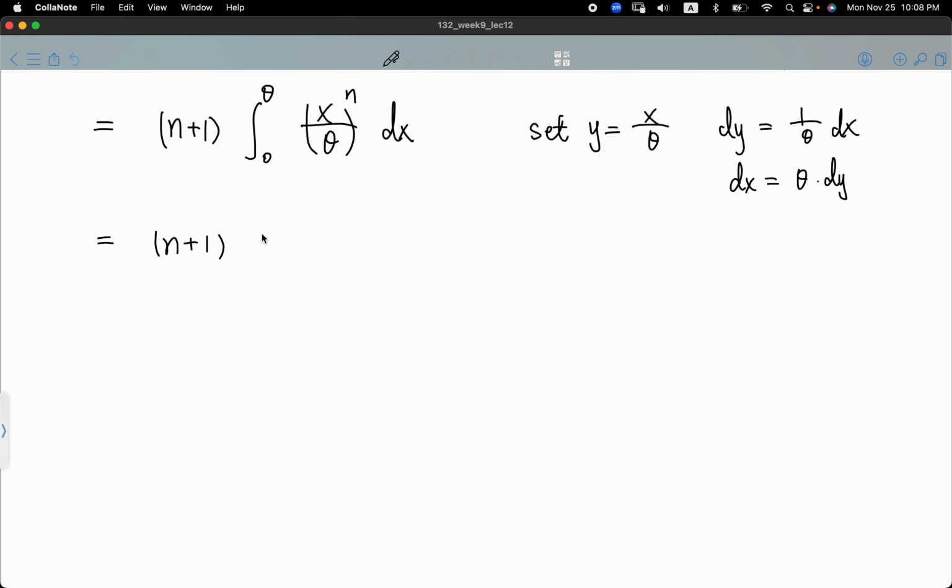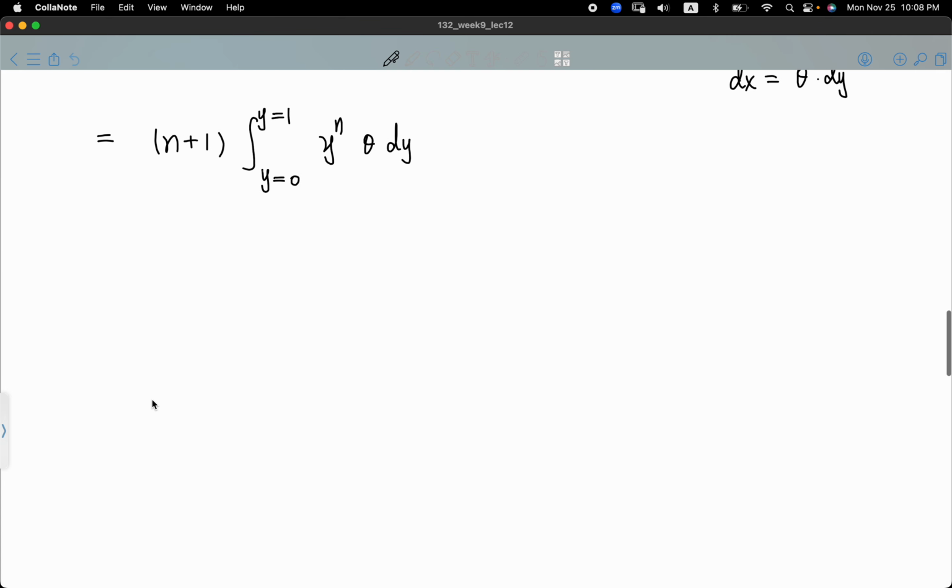N plus 1, integral from 0. Okay, because we are making a change of variables, y raised to the power of n, and then theta dy. Here y is equal to x over theta, and x is ranging from 0, so plug in 0, you get the lower bound y equal to 0. Plug in x equal to theta, you will have y equal to 1. And then you will have n plus 1 multiplied by theta multiplied by y to the n plus 1 over n plus 1. That's the antiderivative. So you take the derivative of this part, you will have the n plus 1 cancel out with that, and then you have a power of n. And then for this thing, evaluate at y equal to 0 and then y equal to 1.